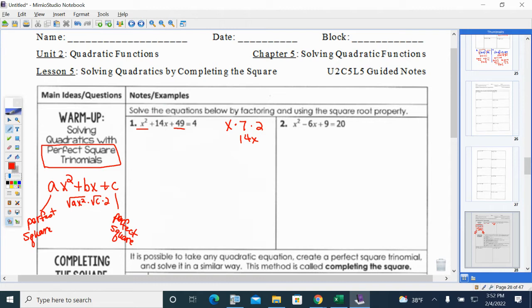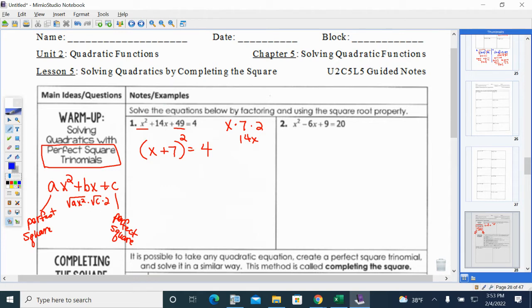So x squared plus 14x plus 49 is going to factor into the x and the 7, and because it needs to be a positive 14x, I'm going to leave it as a positive 7, and that's going to be squared, equal to that 4. So the left side factors into x plus 7 squared, and I'm going to leave the right side alone. Now, in lesson number 4, when we were talking about square roots, I included some examples like this. When you have a square equal to a number, we can use the square root property to complete this problem.